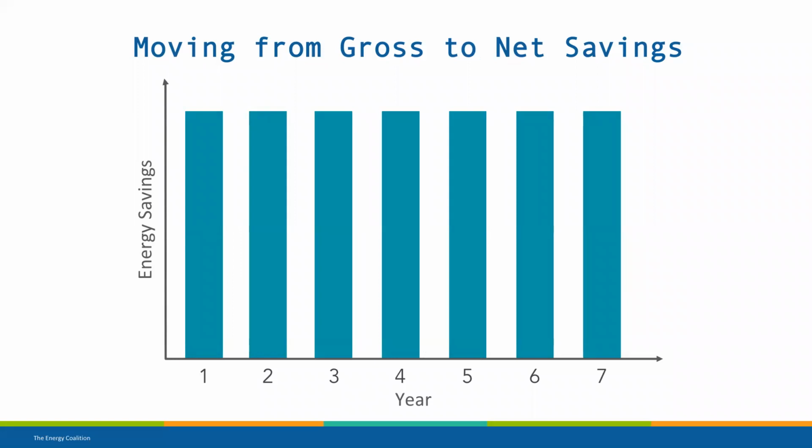So here we have a basic energy efficiency measure that's delivering energy savings every year for 7 years of its effective useful life. And while we look at these as energy savings, I want you to consider them in the context of avoided cost benefits. Each of those bars represents some amount of savings to the grid that's going to get factored into the cost effectiveness ratio for this measure.